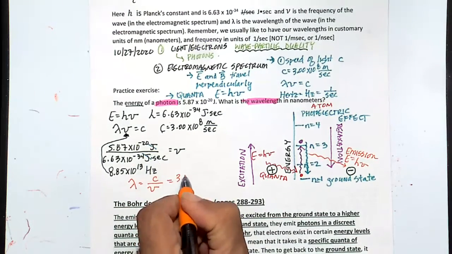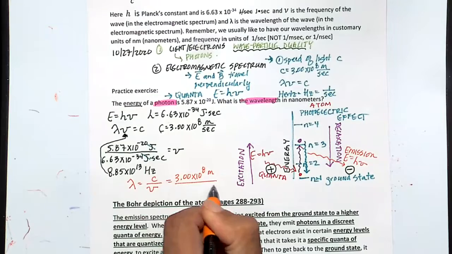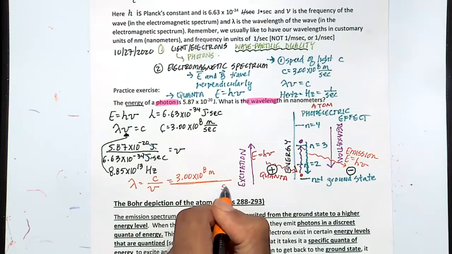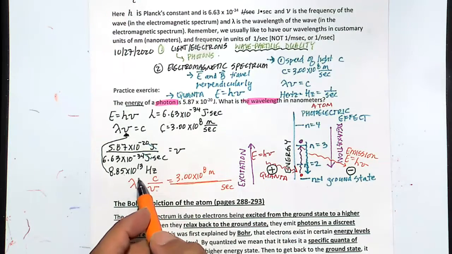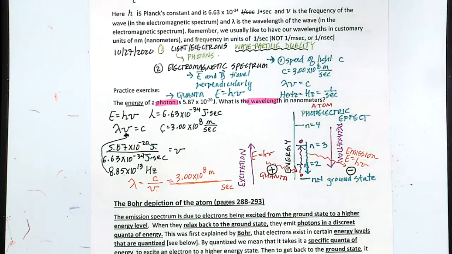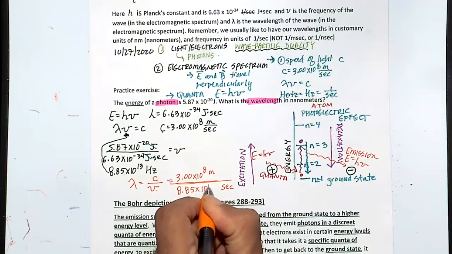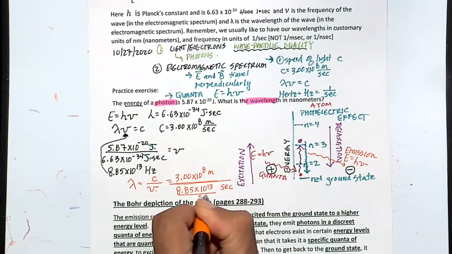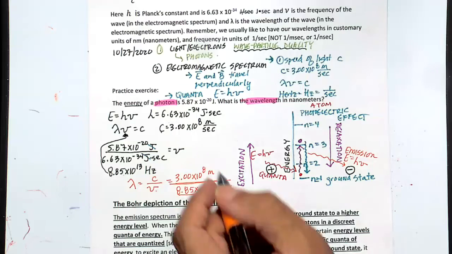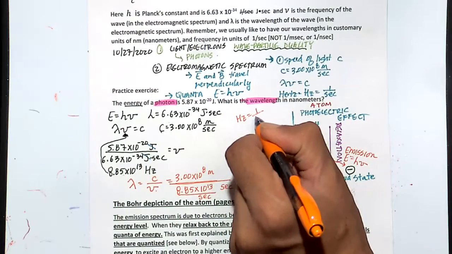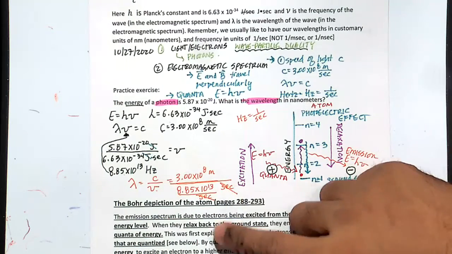And our c is the constant speed of light, which is 3 times 10 to the 8 meters per second. And then our frequency v is 8.85 times 10 to the 13 hertz. Remember, hertz is 1 over second. All right, the seconds canceled, so let's take 3 times 10 to the 8 and divide it by this thing.